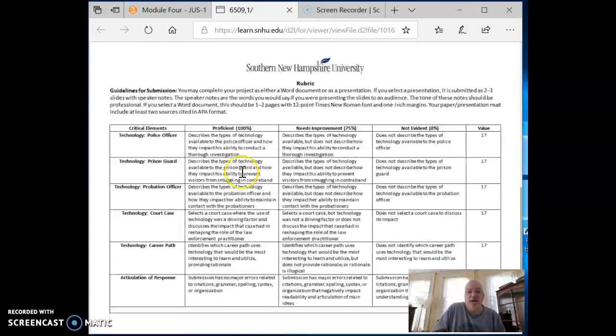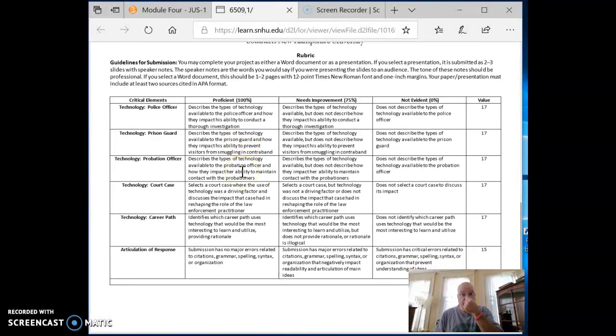So let's go down to, here we go. Here's the rubric. If you select a Word document, it should be 1 to 2 pages with 12-point Times New Roman font. Please make sure you use the correct font and make sure you have the correct margins. If you decide to do a presentation, include at least 2 sources and cite in APA, both paper and presentation. And here's the rubric. Let's go over the rubric.